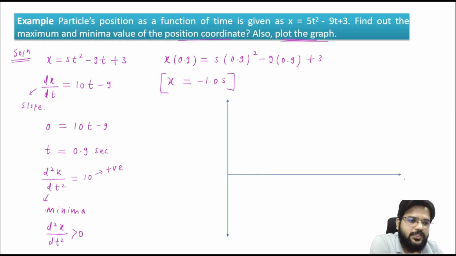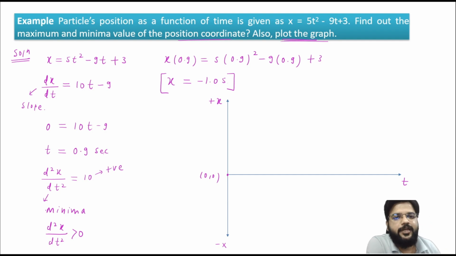Okay, so this is the time axis, this is x everyone, positive x, and this is negative x, and this is 0 comma 0. Correct? First of all, we will see from where this graph is starting. So I will put here t equal to 0.